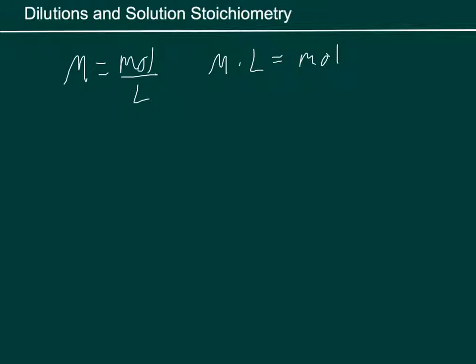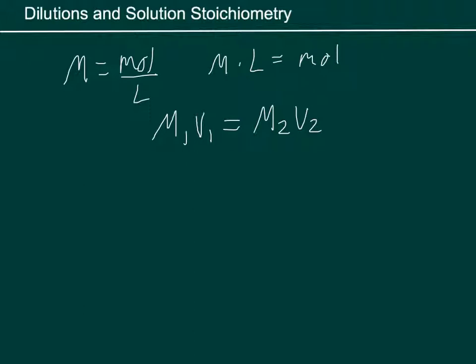In the first case, for dilutions, the moles are always the same. When we're doing a dilution, we're simply adding more of the solvent. So if it was an aqueous solution, we're adding more water. We're not changing the moles of the solute at all, and therefore you can set up that the initial molarity and volume, M1V1, molarity times liters, is equal to moles. So moles 1 have to equal M2V2, moles 2.